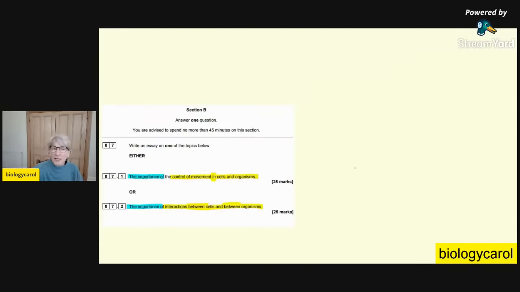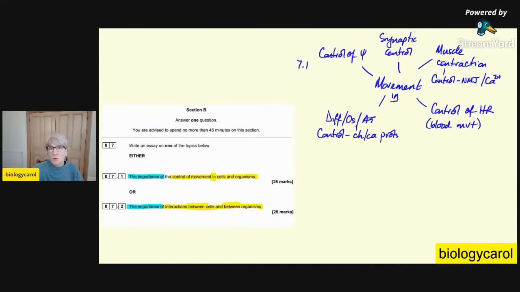So here am I planning the two essays. Remembering the whole, there's the important thing: not only thinking about the topics, the examples of the topics that I know about, but also whether I can write about their importance. So here is my really quick spider diagram, literally five branches of it, movement in, but it's actually control of movement. And that's where I started.